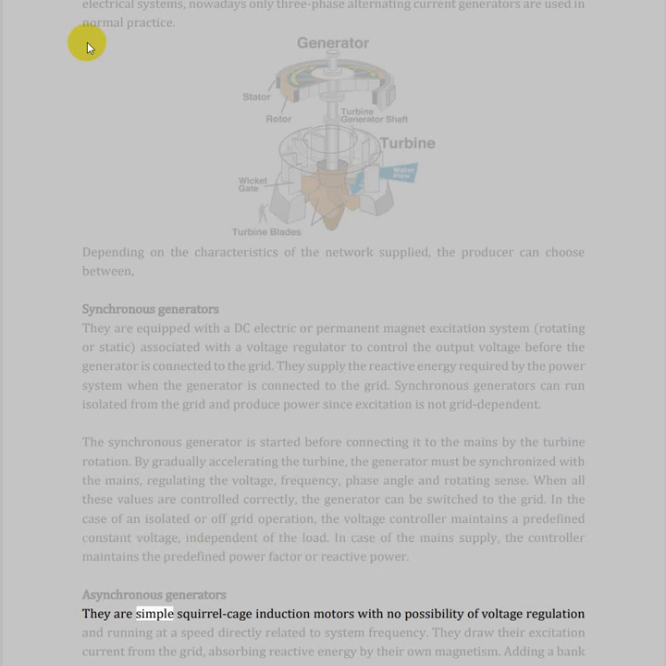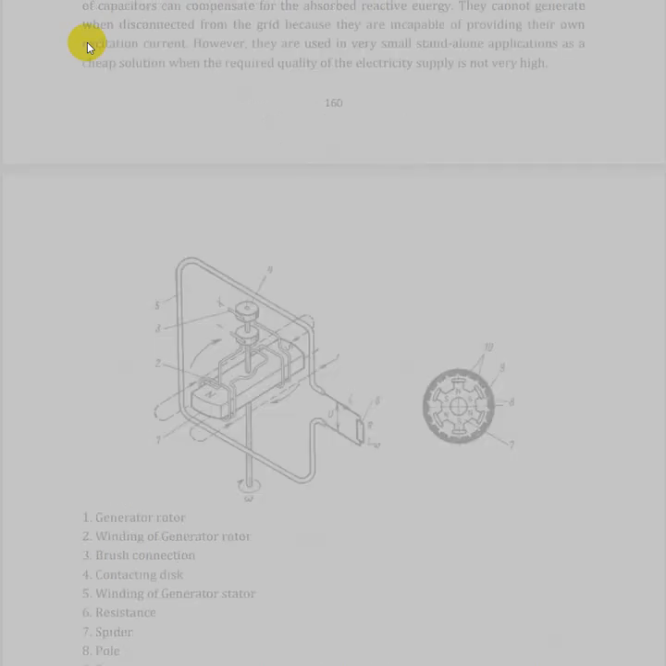Asynchronous generators. They are simple squirrel cage induction motors with no possibility of voltage regulation and running at a speed directly related to system frequency. They draw their excitation current from the grid, absorbing reactive energy by their own magnetism. Adding a bank of capacitors can compensate for the absorbed reactive energy. They cannot generate when disconnected from the grid because they are incapable of providing their own excitation current. However, they are used in very small standalone applications as a cheap solution when the required quality of the electricity supply is not very high.